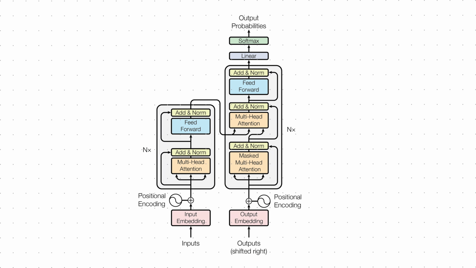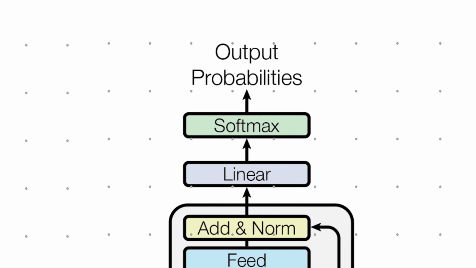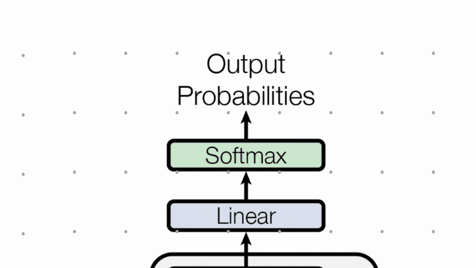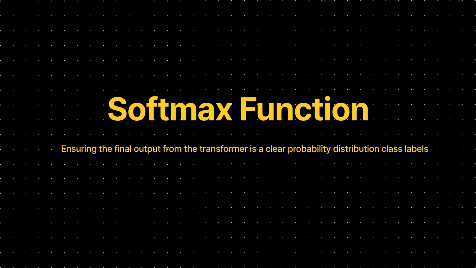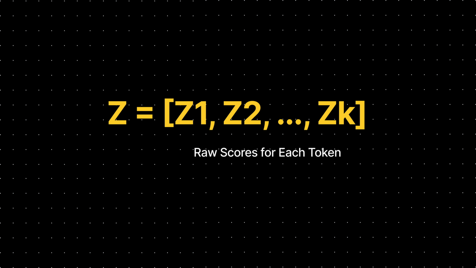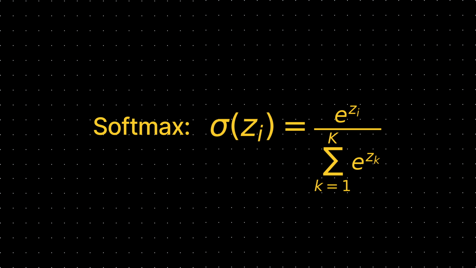Here, we can see the architecture of transformer model. You see, the Softmax function really comes into play at the last step of the structure, ensuring that the final output from the transformer is clear probability distribution over potential class labels, making the decision process precise and interpretable. At its core, the Softmax function takes a vector z of raw scores for each token in its vocabulary output by the LLM, and transforms them into probability distributions over k classes. This probability is calculated through the following Softmax function, sigma.